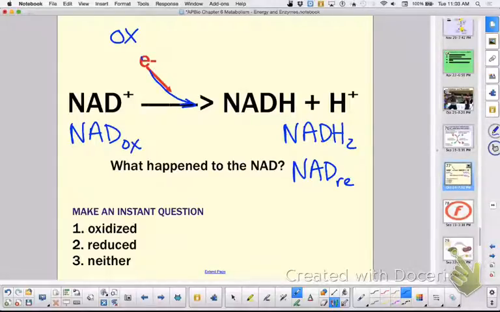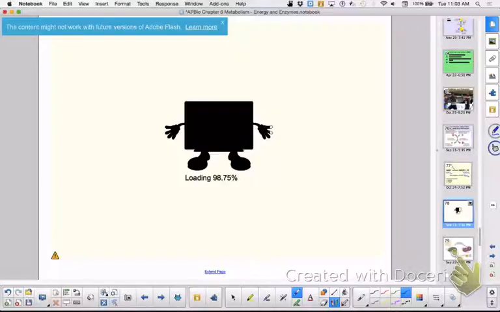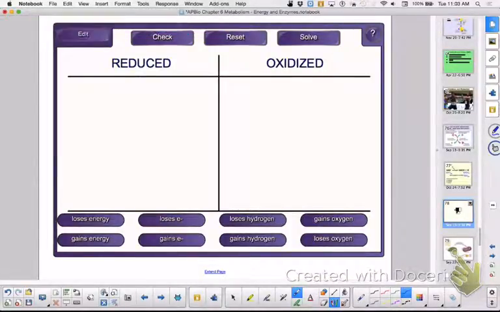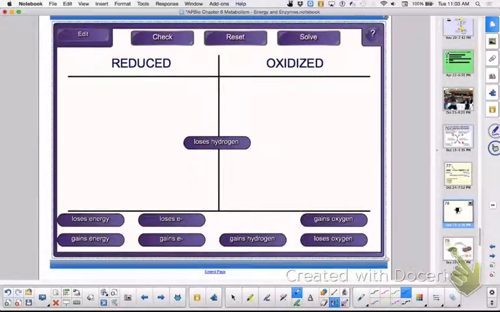All right, so let's test ourselves. Tell me, reduced or oxidized? Loses hydrogen. Do you agree? Oxidized? You have no clue? Let's think it out. So if I lose hydrogen, when I was with hydrogen, what would he give me? He's my good friend. He would give me electrons. He would give me energy. So if I lose hydrogen, I'm getting what? I've lost energy. I've become oxidized.